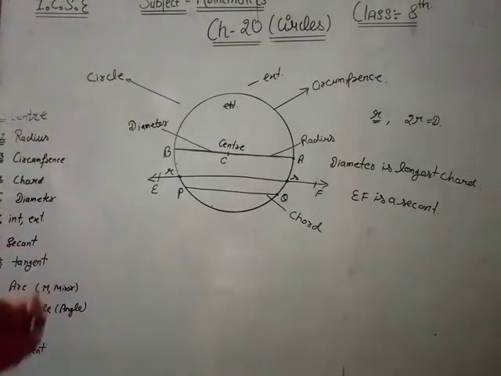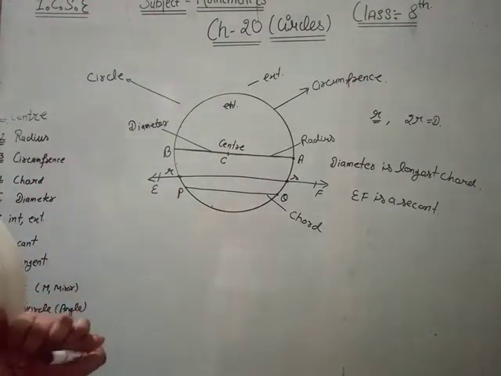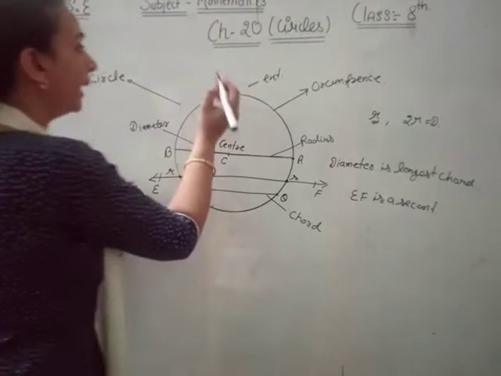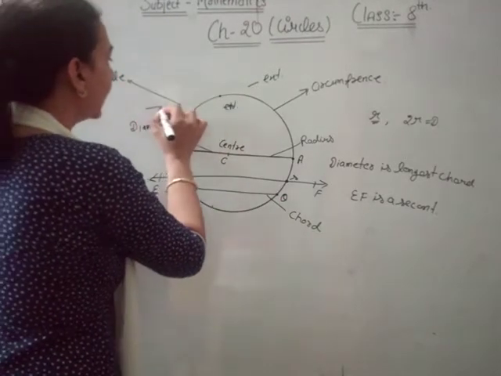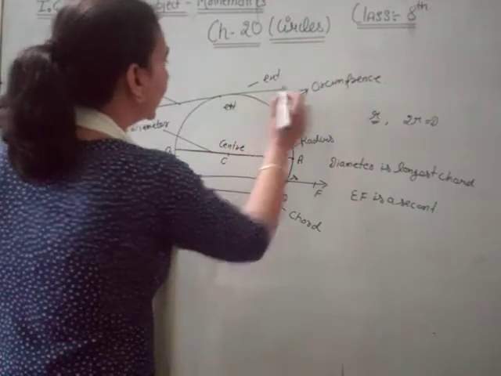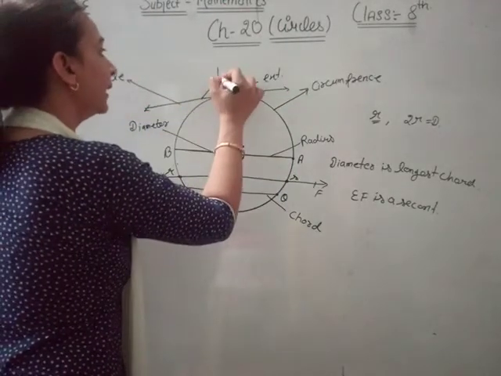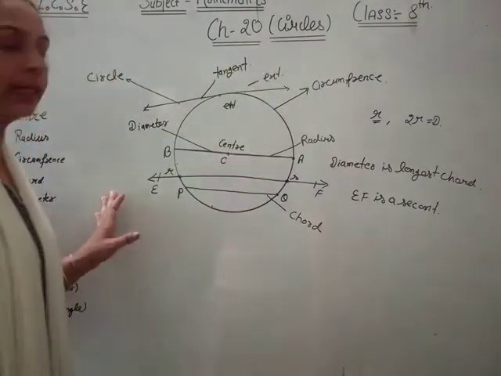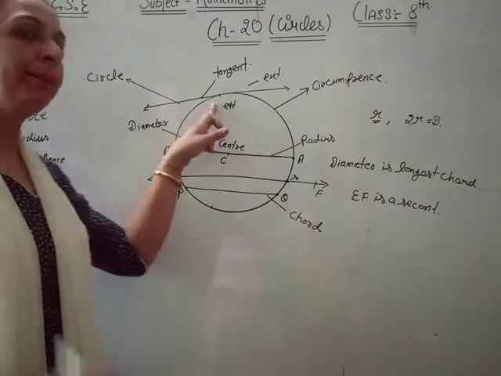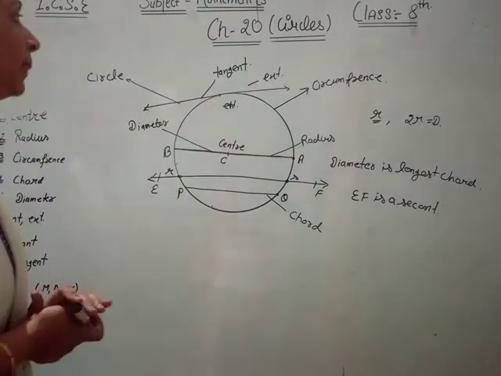Okay. Then next is the tangent. What is the tangent of a circle? Students, if we take any point on the circumference and this line touches that point, then this is a tangent. This is the tangent of the circle, and the tangent of the circle meets the circle at only one point. At only one point the tangent meets.